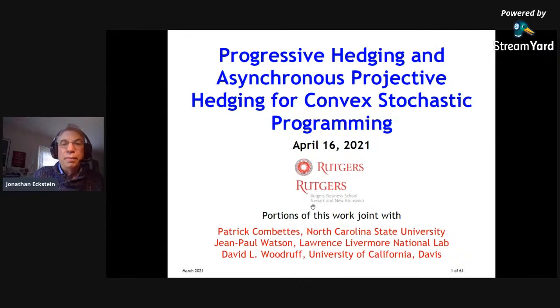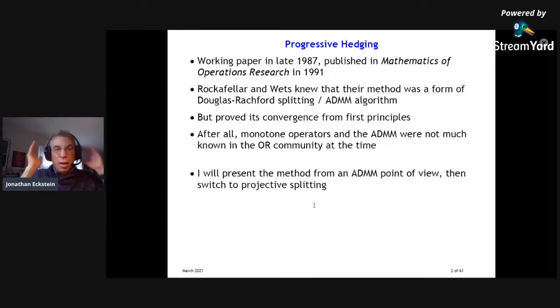Okay, so I'm trying to center this particular talk around stochastic programming, and there's this algorithm called progressive hedging, which was developed right about when I was doing my dissertation research. Actually, slightly before that, there was a working paper in late 1987, and it was published in Mathematics of Operations Research in 1991. So we weren't any faster at publishing things back then, 30 years ago. But anyway, it's by Rockafellar and Wets, and they knew this algorithm was a form of Douglas-Rachford splitting, and thus the ADMM, but they said, we know this, but we're just going to prove its convergence directly.